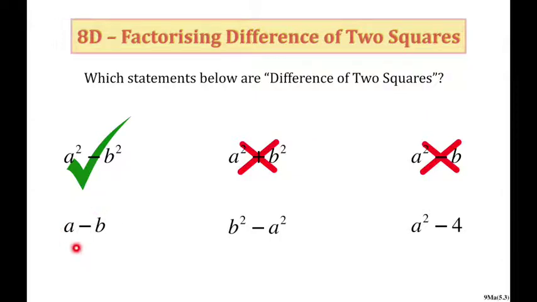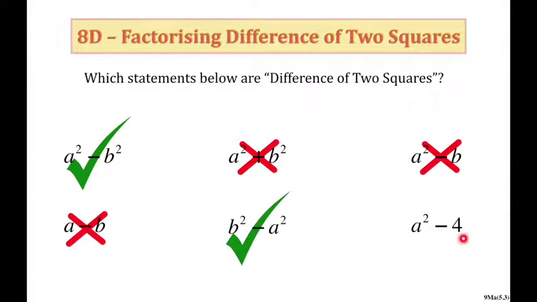Let's go to our next term. It's definitely a difference, and there's two terms, but neither of them have squared, so no, it's not a difference of two squares. Let's look at our next case. Difference, because there's a minus sign, two terms, and they're both squared, a difference of two squares.